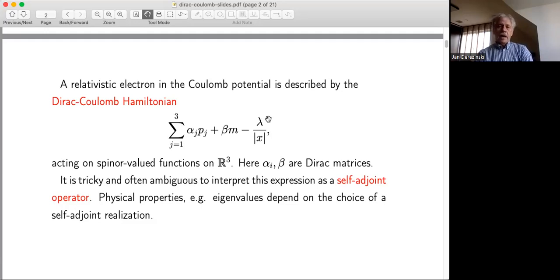So here alpha and beta are Dirac matrices in the non-relativistic convention. Now, it is tricky and often ambiguous to interpret this expression as a self-adjoint operator. In particular, without such an interpretation, you cannot compute, for instance, the eigenvalues. So eigenvalues will depend on the choice of a self-adjoint realization.